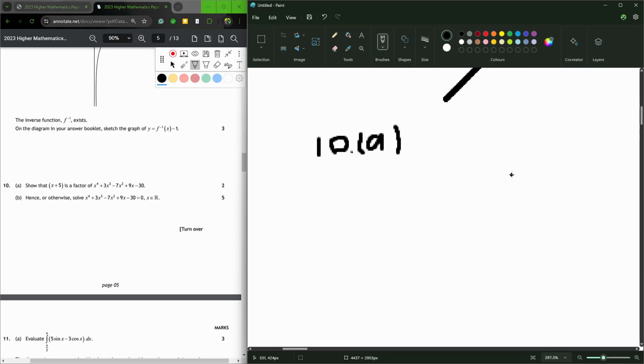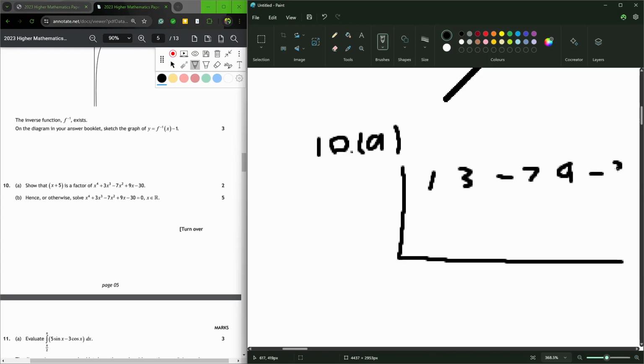What we're going to do is use synthetic division, I believe, which is this process here. So we're going to look at all these numbers that begin at the start of the equation, the coefficients, as we call them. So nothing's multiplying x to the power of 4, so it's just 1. And then it's plus 3 for the next one, and then minus 7, and then 9, and then minus 30.